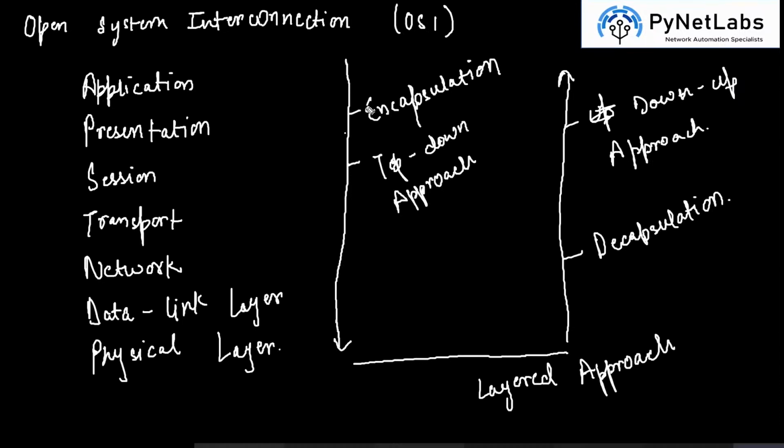So when you send some data, it goes from application layer to presentation layer to session layer, then it reaches till physical layer. After that, it travels over the cable. Then when it reaches the destination, it goes from physical layer to data link layer and so on till application layer. So this is something which happens whenever you do something over the internet.